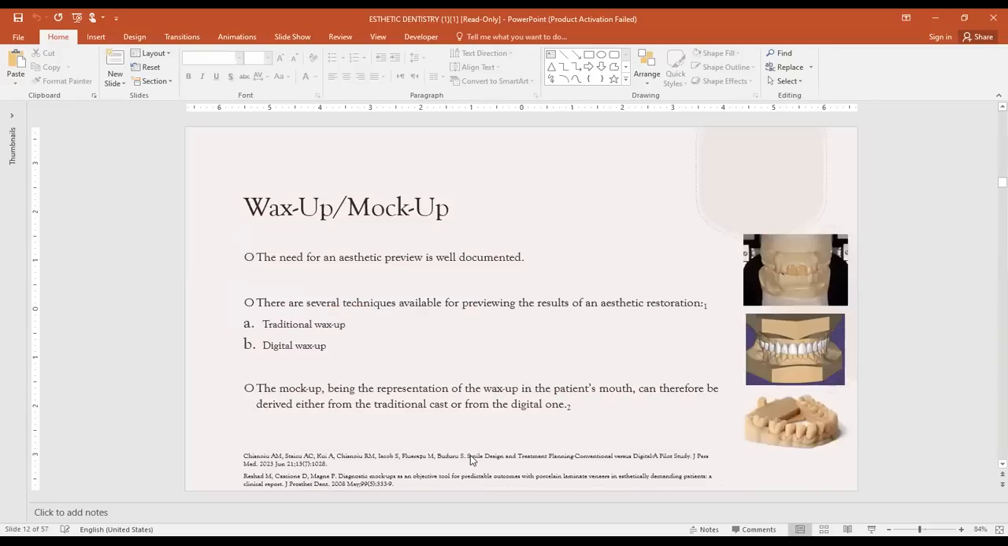Okay, wax up and mock up. You talked about the digital and your traditional wax up. For the digital wax up, I want to ask you about this paper specifically. This is a wax up; it could be like this or like this. Now, this is the regular handmade one, correct? Yes. The images are not clear to me. This is the digitally designed mock-up. Yes. This is the STL file of the wax up.